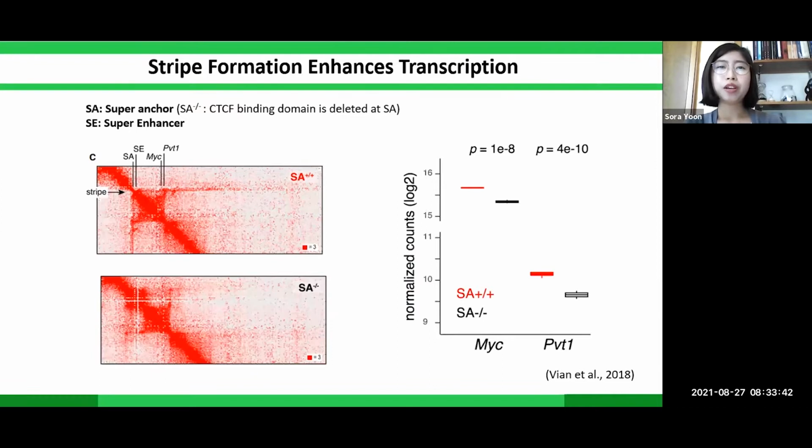Also, stripe formation can enhance transcription. For example, in the mouse B cell cancer tumor, this stripe is formed, and MYC and PVT1 are located here. When the super anchor of this stripe is deleted by deleting the CTCF site here, these stripe domains disappear, and the transcription level of MYC and PVT1 is greatly reduced.